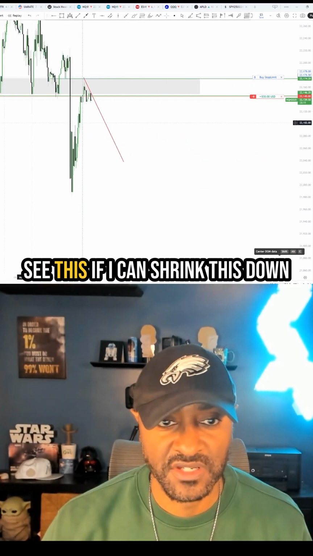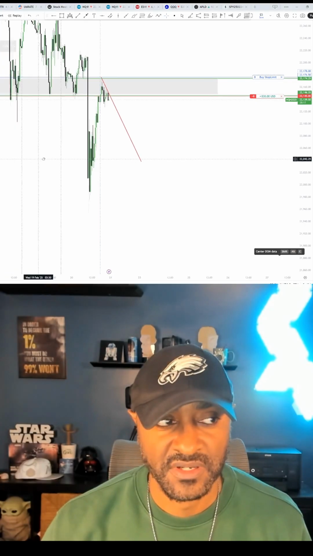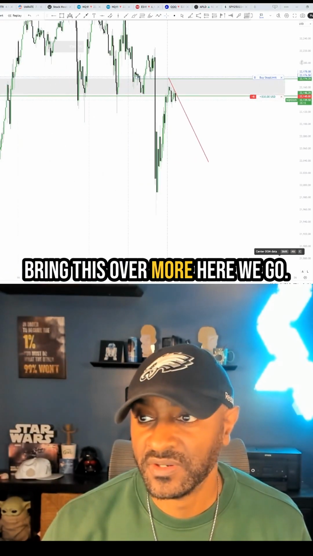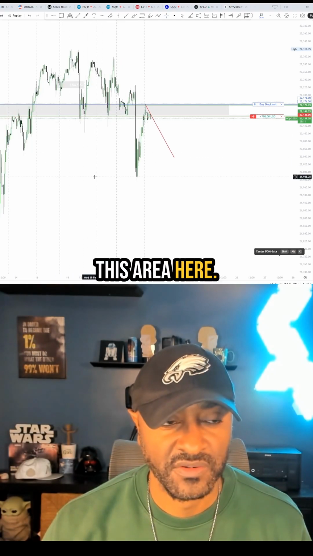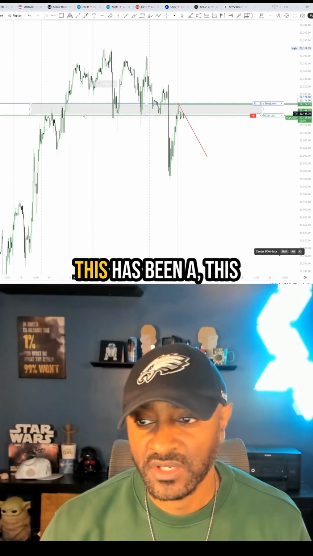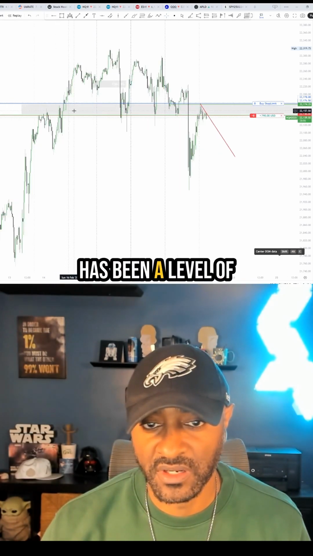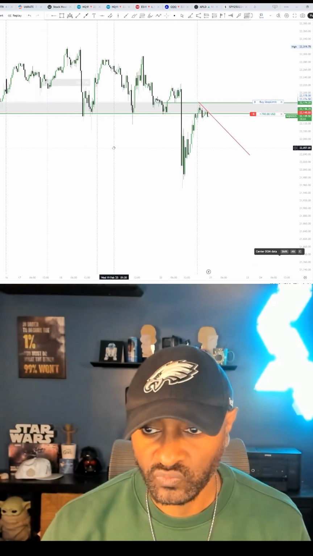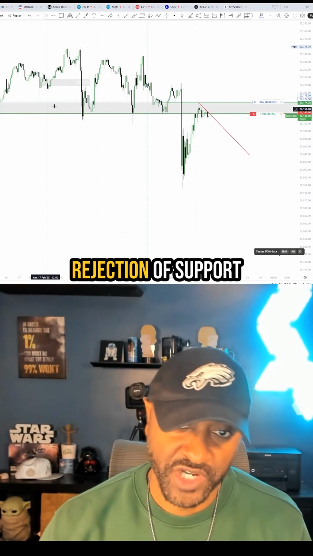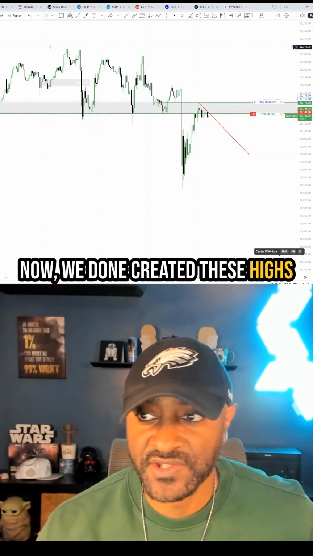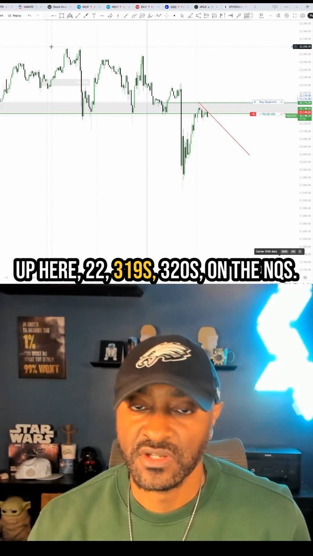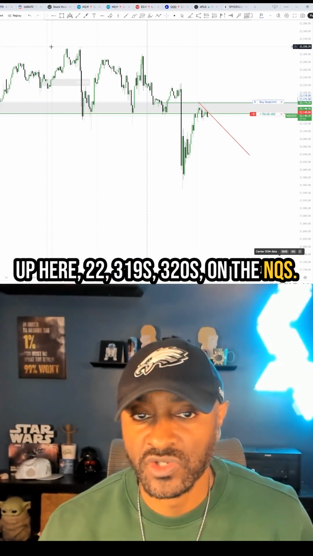You guys can see this. If I can shrink this down. Bring this over more. Here we go. This area here, slide it over. This has been a level of rejection and support in this zone area. Now we've created these highs up here, 22,319s, 320s on the NQs.